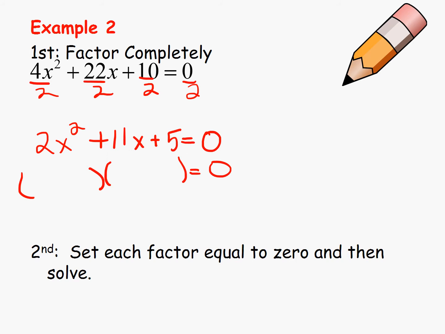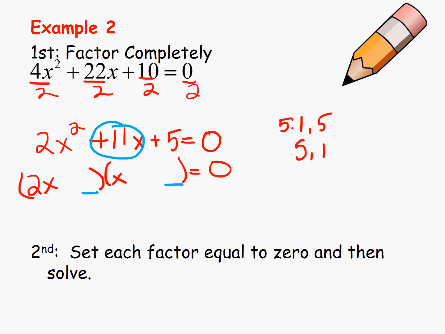So now we need two terms that multiply back to a 2x squared. So that's going to be 2x and x. Now we need to know the factors of 5. Well, the factors of 5 are simply 1 and 5, but where we place them this time matters. It matters if I put the 5 here or here, because when we multiply the outside and the inside back, we want to get back a positive 11x, okay?